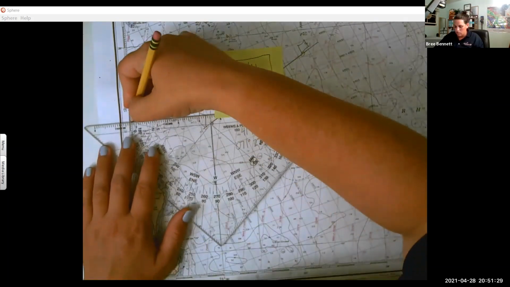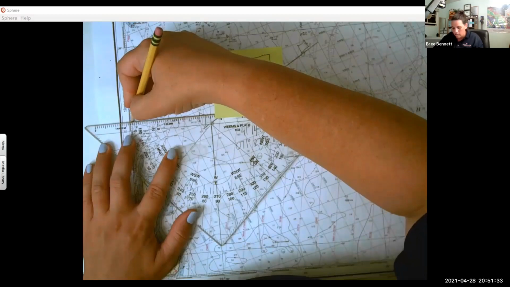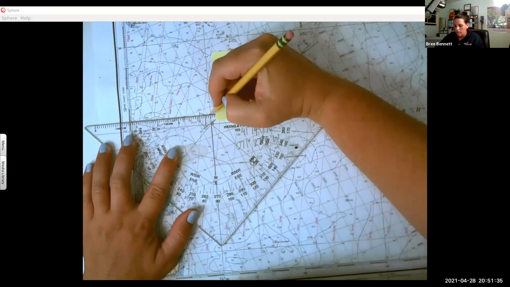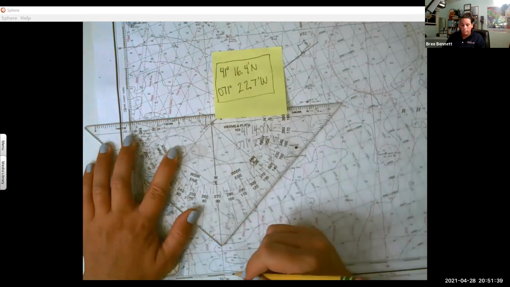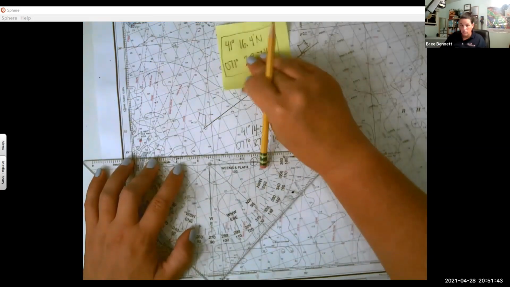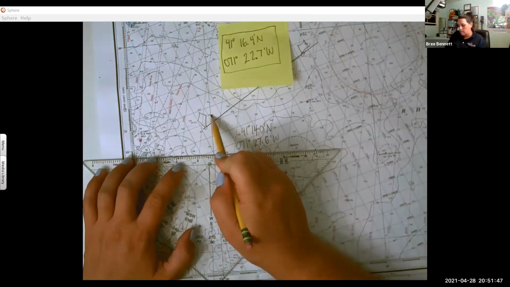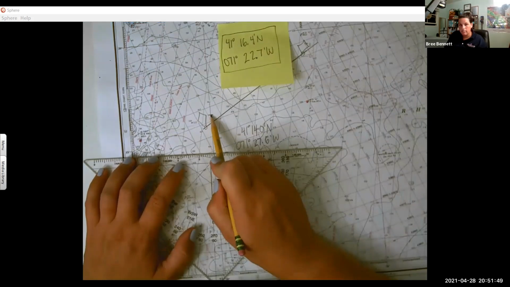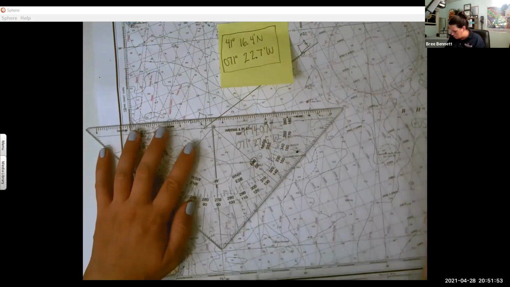And I am going to draw just a little mark on the bolded vertical line. Put that a little bit further up. So this is my latitude line.